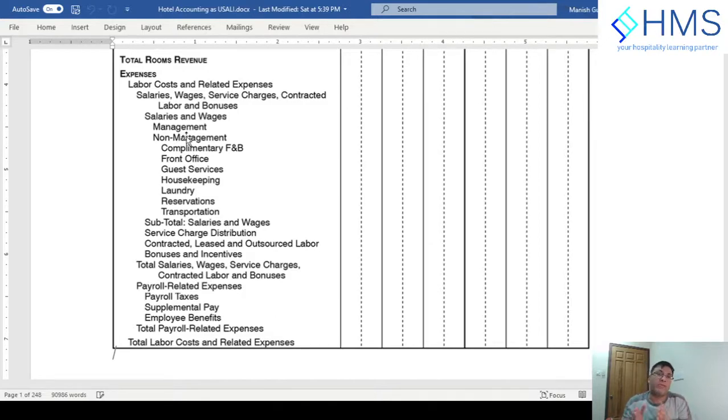So in order to make it separate and analyze it in a better way, we normally have a separate section so that it's easy to understand. So we will be learning the definition of what goes into complementary F&B in a bit more detail. Let us understand the structure first. The second part of the labor cost is going to be the service charge distribution.